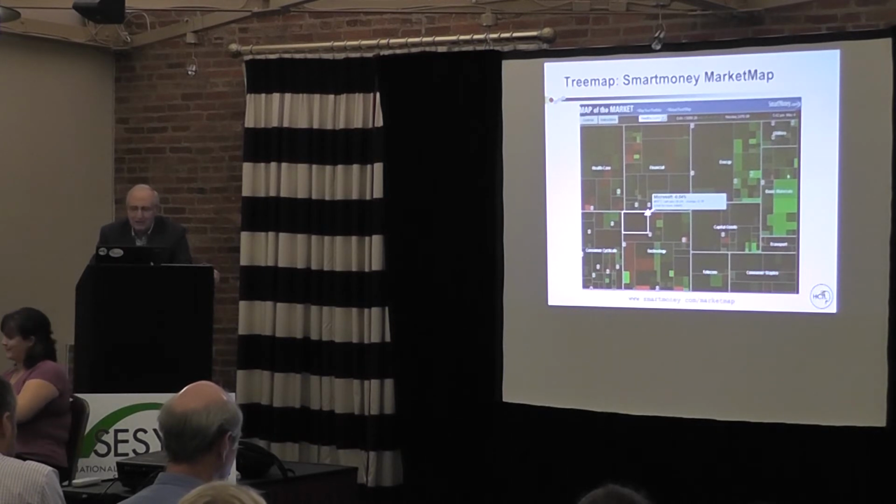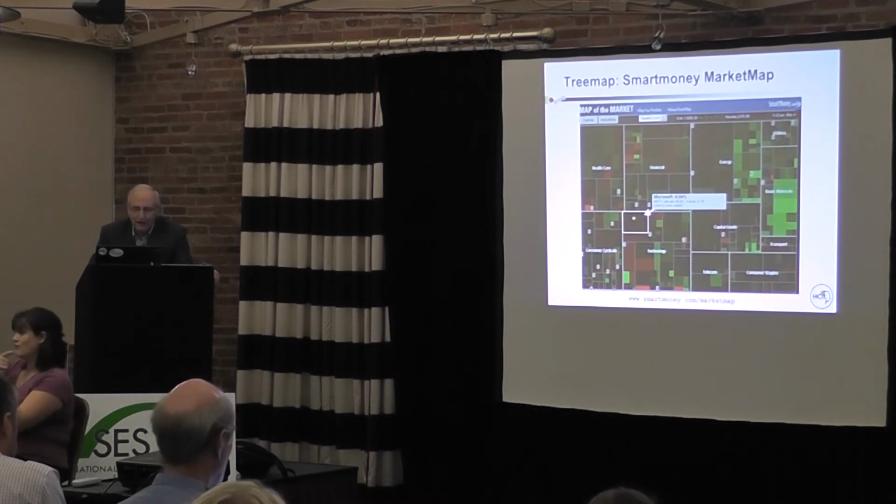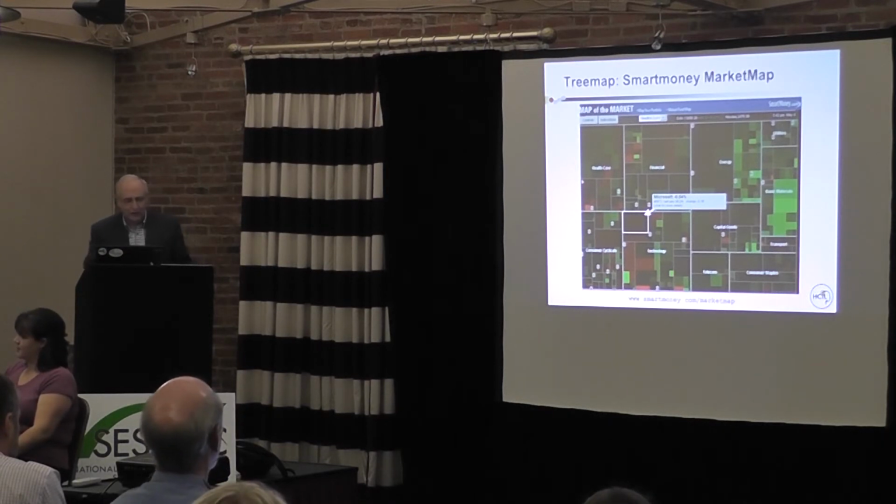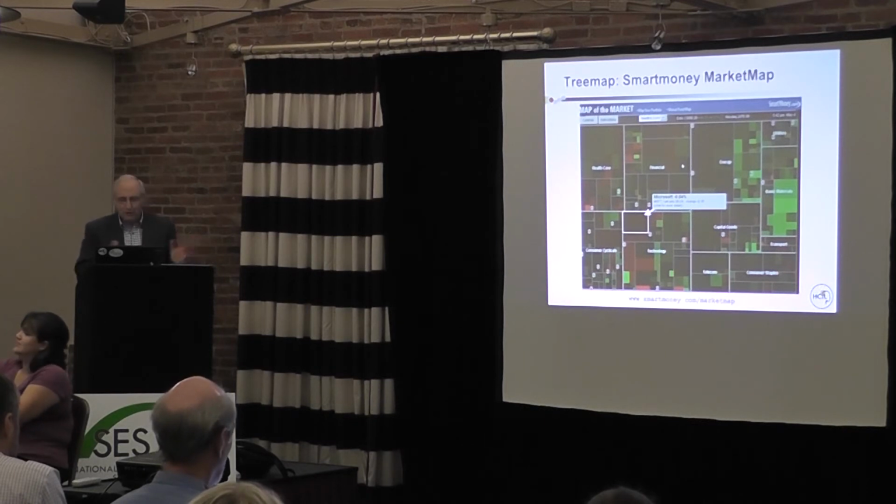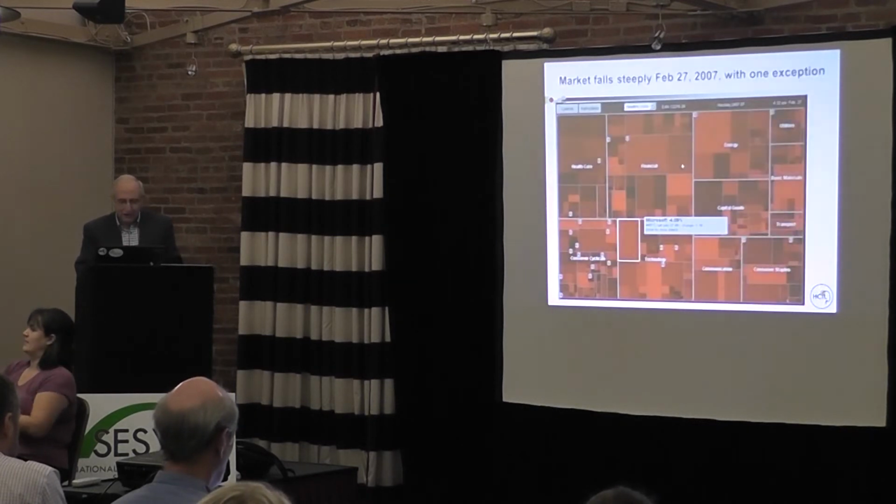This shows about 600 stocks. The green stocks are rising, the red stocks are falling. The area indicates the market capitalization. So Microsoft was one of the biggies. And you can see there are 11 industry groups: healthcare, financial, energy, utilities, basic materials, capital goods, technology over here. This was a typical mixed day, but let me show you that one.